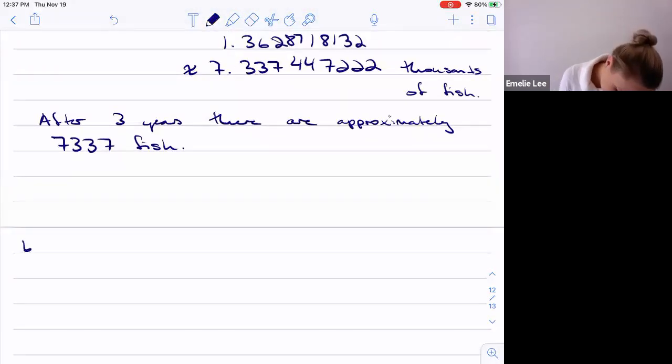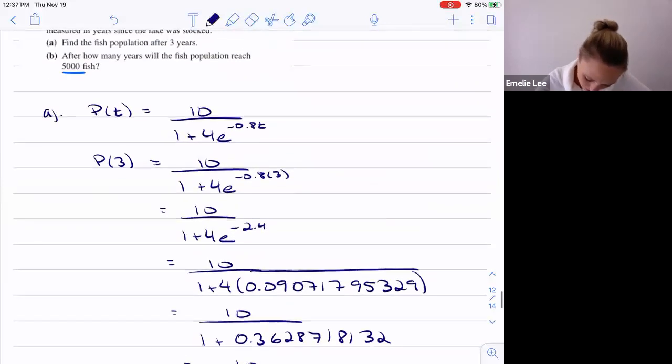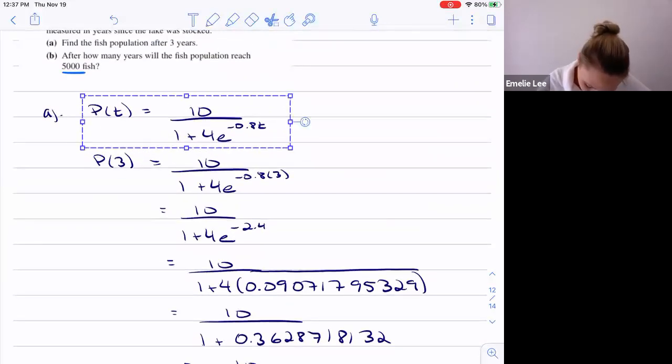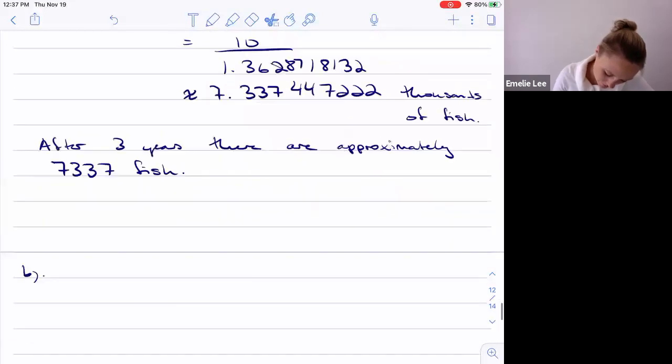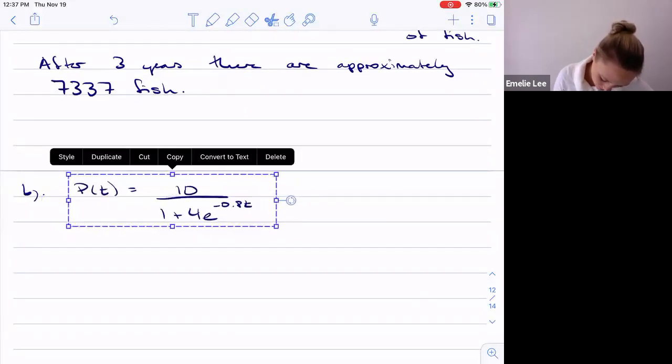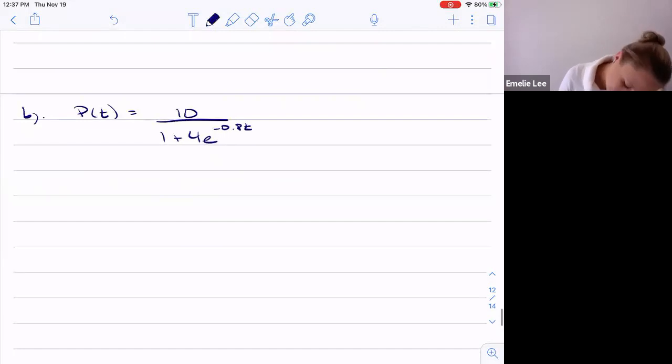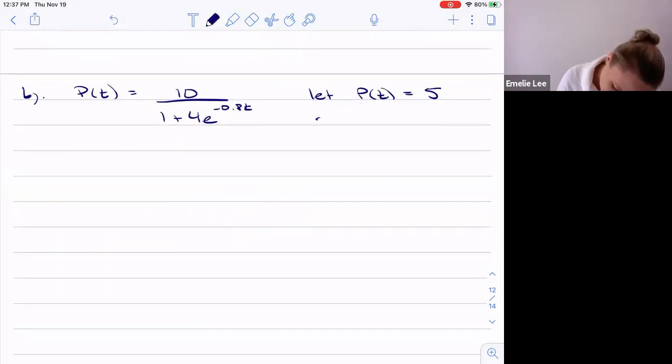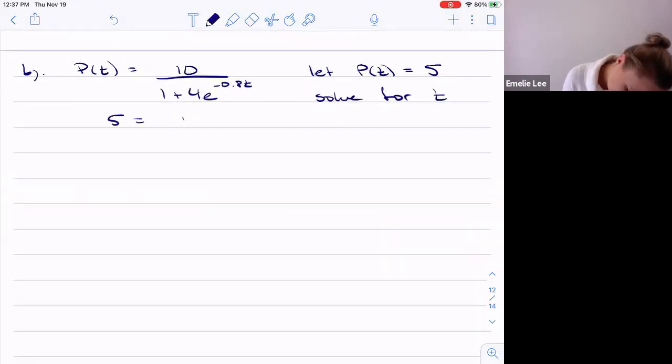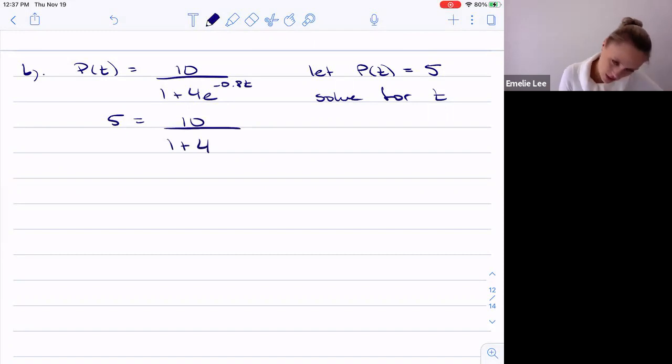So for B, we'll copy this out again here. So let P of T be 5, right? Because it's in thousands, and solve for T. So 5 is 10 divided by, so this is the new stuff that we haven't covered until today. 4 times e to the negative 0.8t, which I'll be able to solve for.